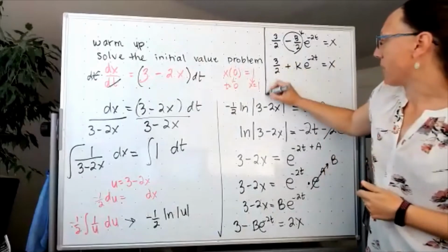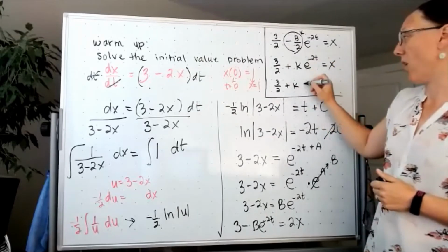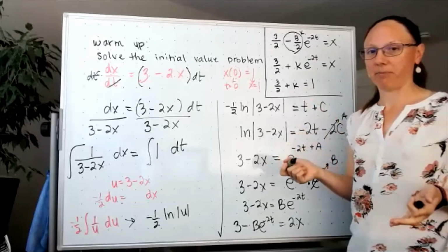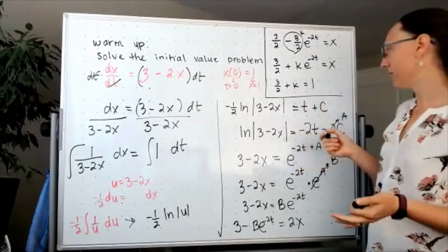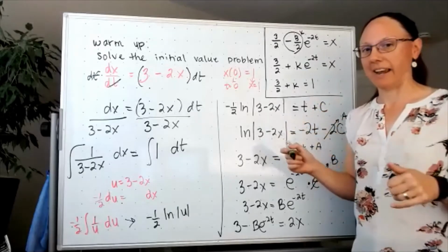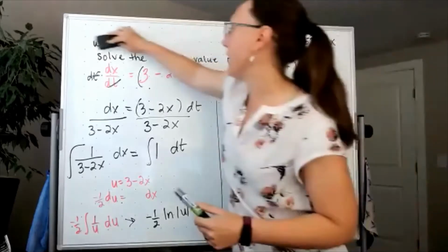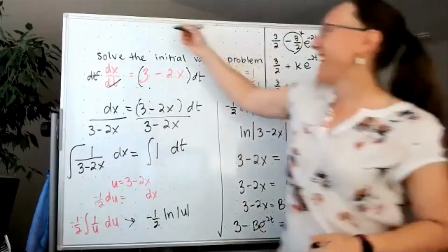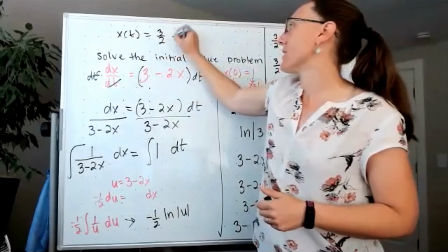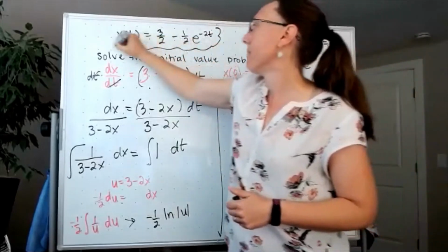I was just trying to save myself a little board space. So that's going to be 3 halves plus k times 1 is equal to 1. And k is going to have to be negative 1/2. Yes, negative 1/2. 1 minus 3 halves, negative 1/2. So now that we have that value for k, my final answer is that x of t is equal to 3 halves minus 1/2 e to the negative 2t.